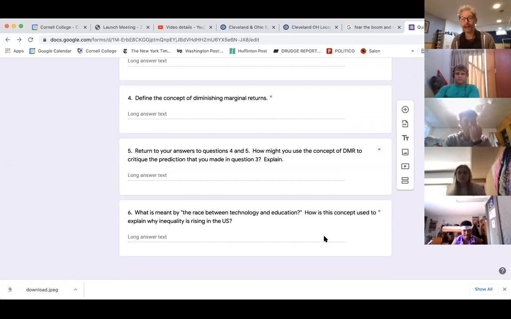As we talked about in class, it is better to be rich and growing slow than to be poor and growing fast, right? And so the goal is to be rich and growing slow, not the goal to be poor and growing fast.